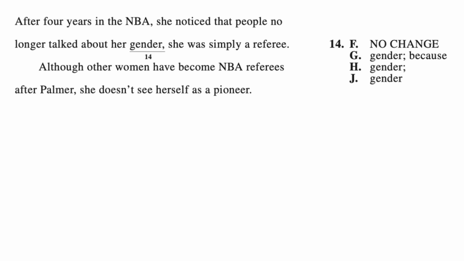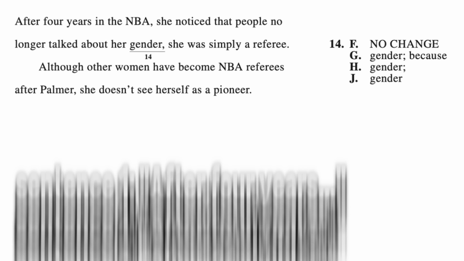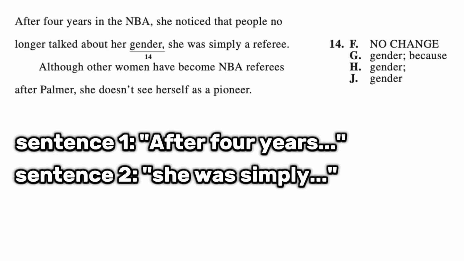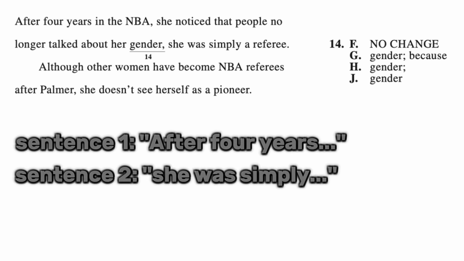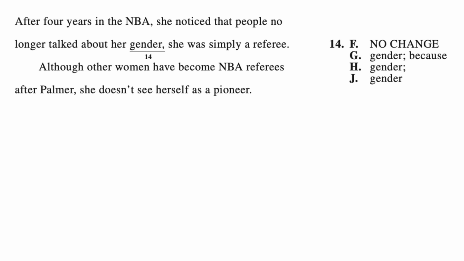After 4 years in the NBA, she noticed that people no longer talked about her gender. She was simply a referee. We know that both of these sentences are independent clauses. We know this because both sentences can make sense on their own, right? So if we have two independent clauses, we can't combine them with a comma. Otherwise, it would be a comma splice. So we immediately know F is wrong. We can also rule out J because that one doesn't make any sense if you read it out loud. So now we're left with G and H.